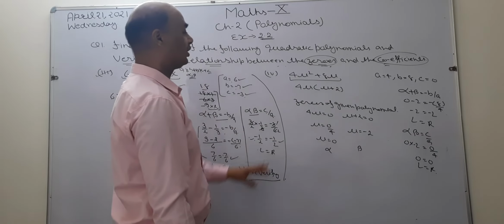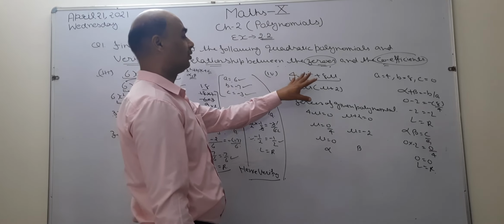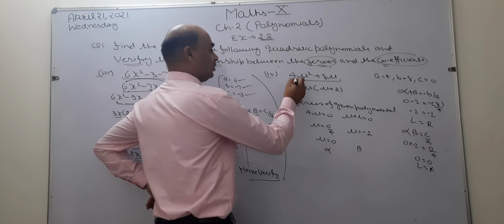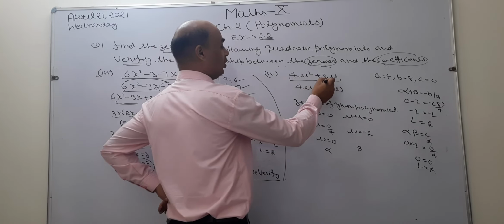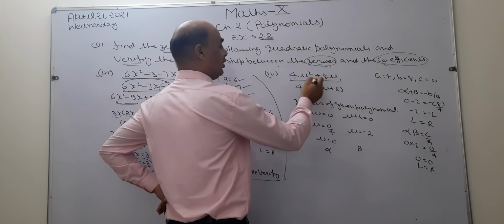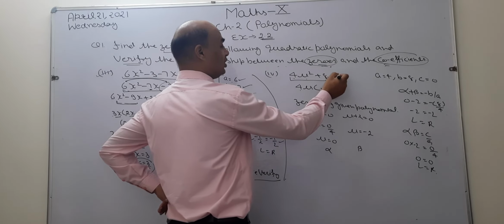When two terms are there, try to take the common factor first. What is common between these two terms? This is 4 and this is also divisible by 4. It means 4 is common. In between the powers of u, what is least? This one is the least. It means this one is common.